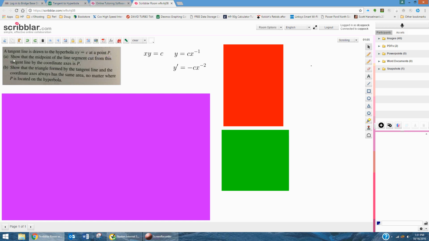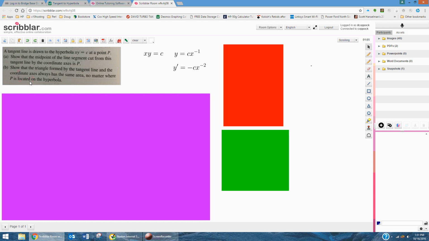Part 1, show that the midpoint of the line segment cut from this tangent line by the coordinate axes is P. And Part 2, show that the triangle formed by the tangent line and the coordinate axes always has the same area, no matter where P is located on the hyperbola.